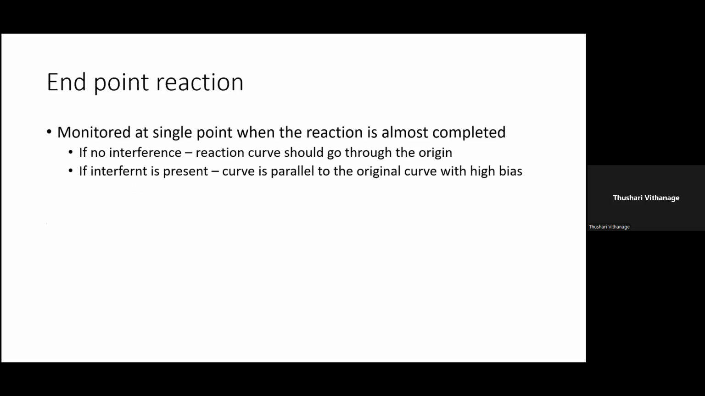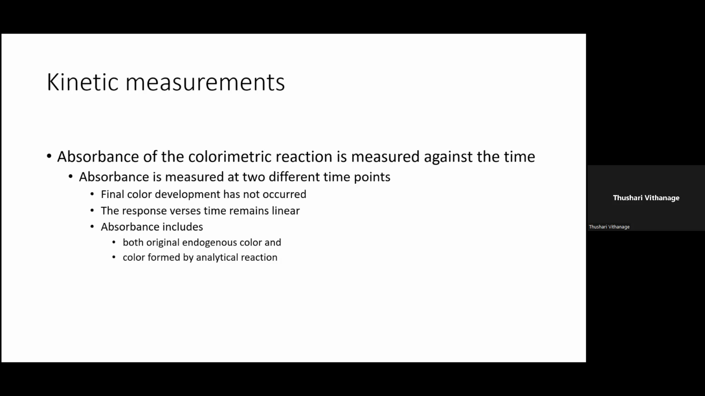When we consider endpoint reactions, the reaction is monitored at a single point when the reaction is almost completed. In endpoint reactions, if there's no interference, the reaction curve should go through the origin. But if interference is present, the curve is parallel to the original curve with bias.